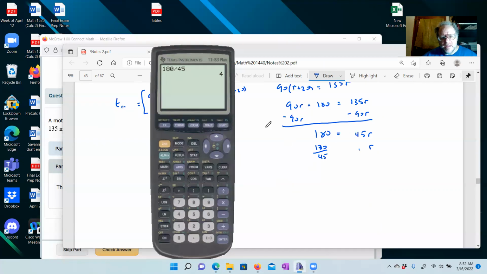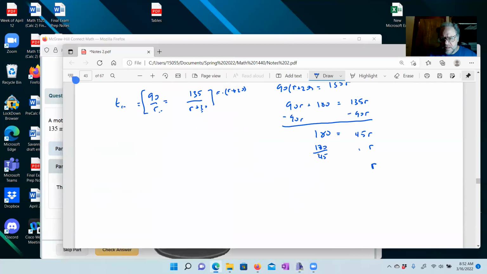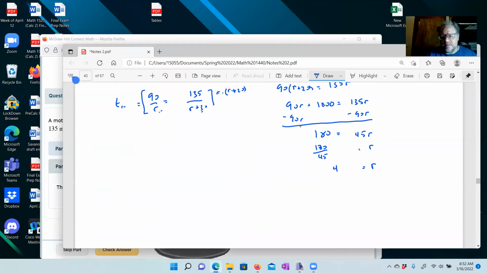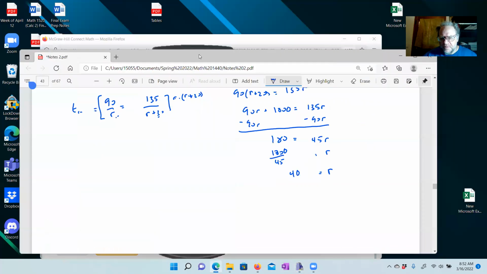No way. Really? R equals 4. Oh, this is worth the effort. Oh, it's not 180, it's 1800.